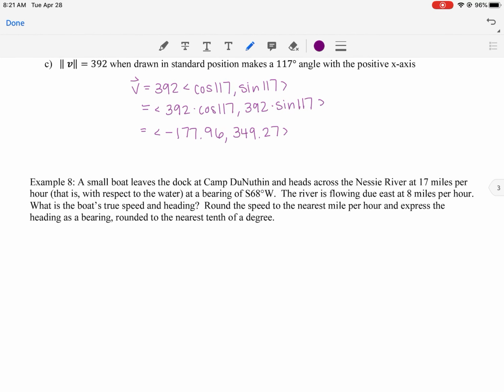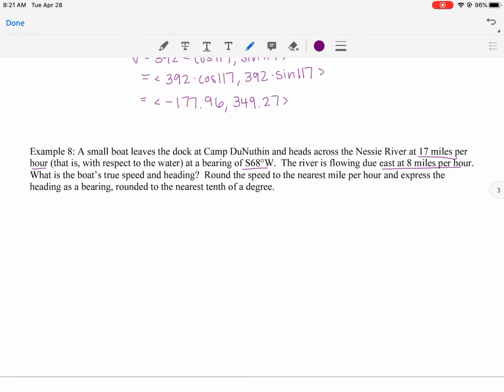Okay, last but not least, let's look at this word problem, right? So we have a small boat that leaves camp and heads across the river at 17 miles per hour. That is with respect to the water, at a bearing of south 48 degrees. The river is flowing due east at 8 miles per hour. What is the boat's true speed and heading?